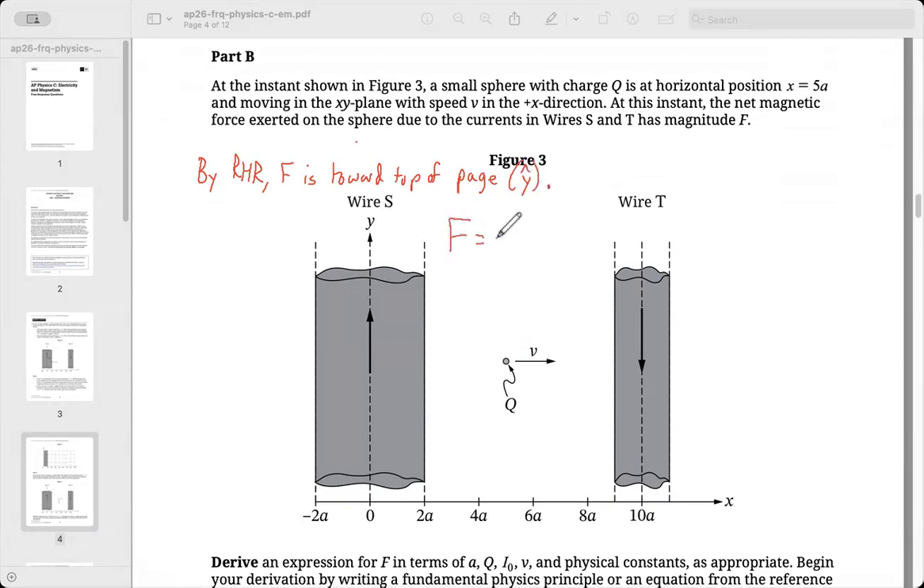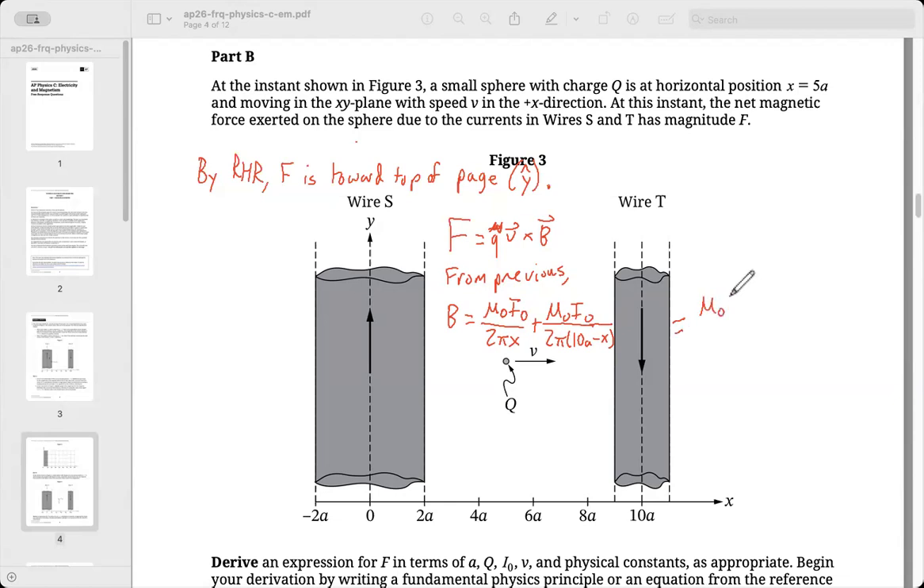And then we can say, all right, well, F is equal to Q, Q is not a vector, V cross B. But from the previous parts, we know that the total magnetic field is going to be mu naught I naught over 2 pi x plus mu naught I naught. I don't know why I didn't just write it in the simplified form, but here you go. Something along the lines like that.